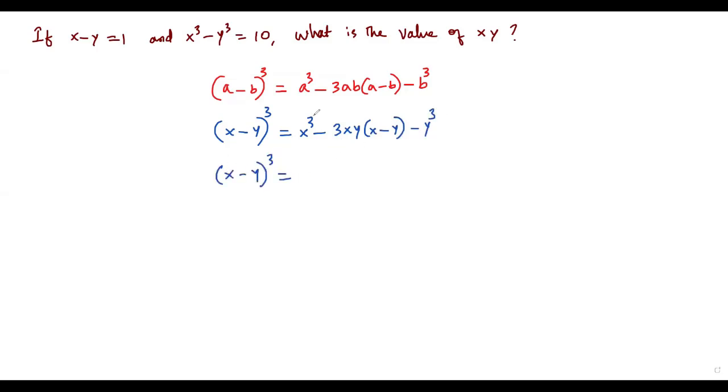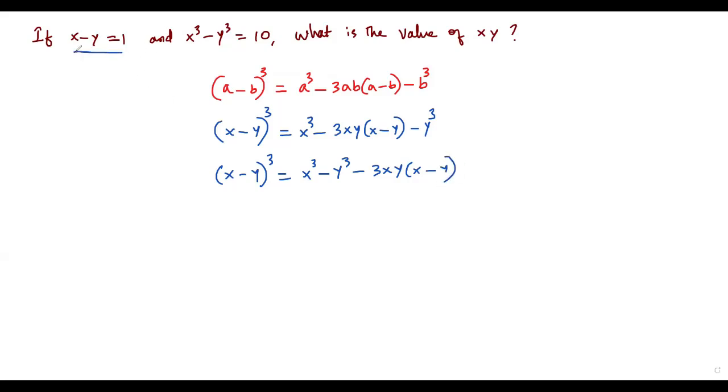On the right side, we can write this x cube and minus y cube together, because we have the value for x cube minus y cube, that is 10. So if I write x cube minus y cube together, it will be x cube minus y cube minus 3xy times (x minus y). Okay, now we can substitute the given values.